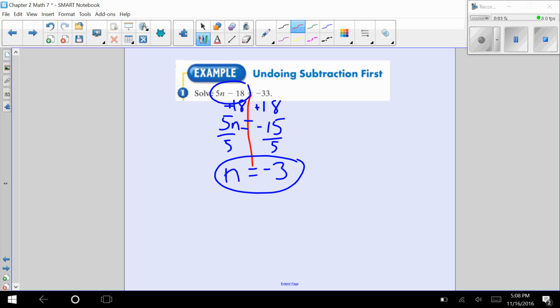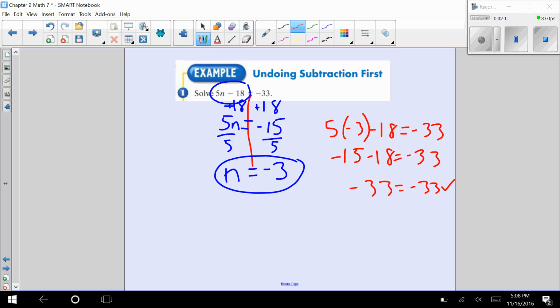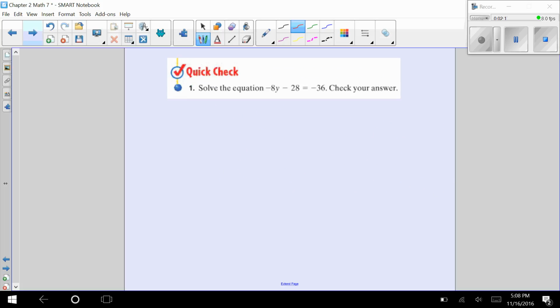Now let's check. 5 times negative 3 minus 18, does that equal negative 33? Well, 5 times negative 3 is negative 15 minus 18. Negative 15 minus 18 is negative 33. So it works. It checks out. That is our answer. Try this one using the exact same steps.